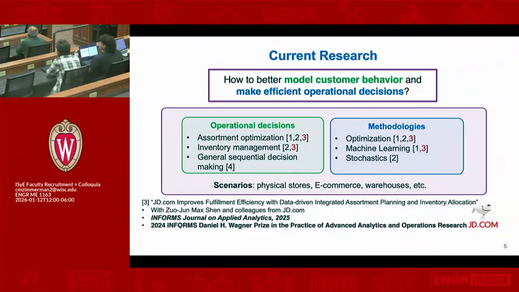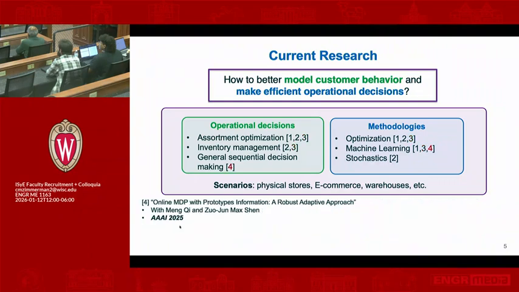I have collaborated with JD.com, a major e-commerce company in China, on their warehouse assortment and inventory allocation problem in a large-scale fulfillment network using techniques from machine learning, end-to-end learning. And I have also explored robust decision-making in the framework of reinforcement learning.